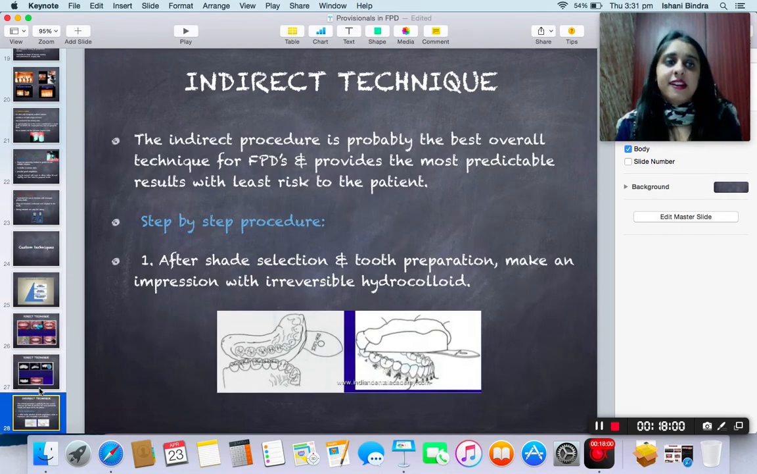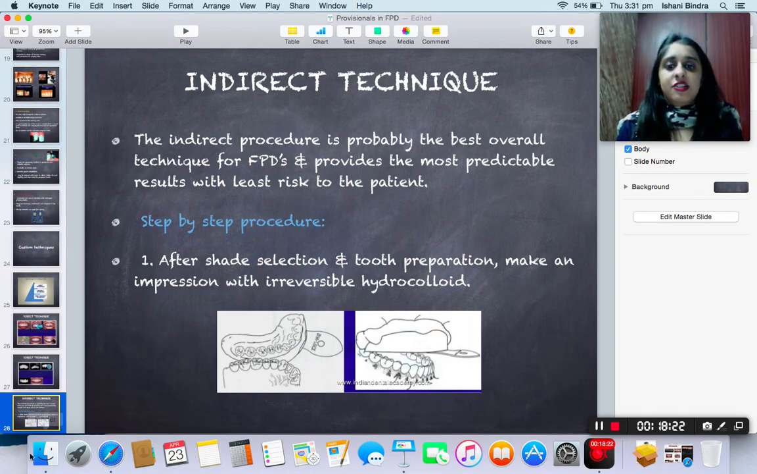So what is the indirect technique? Now we can understand that any procedure or technique which is done in the absence of the patient, in the laboratory, is the indirect technique. It is probably the best overall technique for FPDs and provides the most predictable result with the least risk to the patient. So what is the procedure?